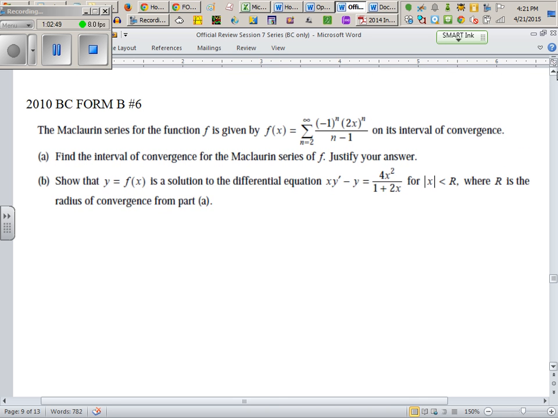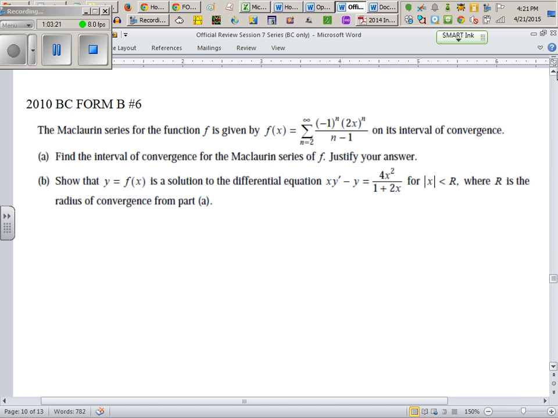Form B that year had this problem instead. Hey, no fair, only 2 questions on here? So if you take the Form B, you get an easier test? Not usually. Just because it's 2 parts doesn't mean it's easier. Find the interval of convergence. I'm wondering if there was like a part C and D and I cut it off, maybe? Well, anyway, you can look online at 2010 BC Form B.